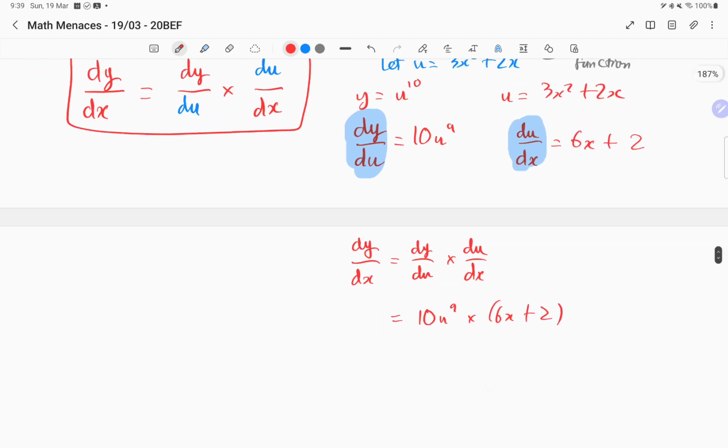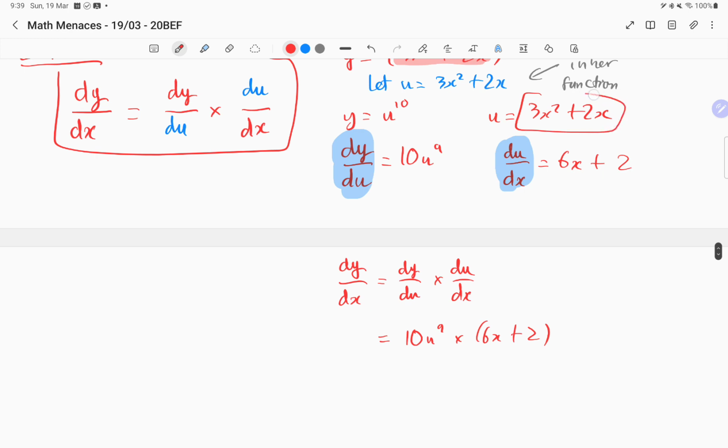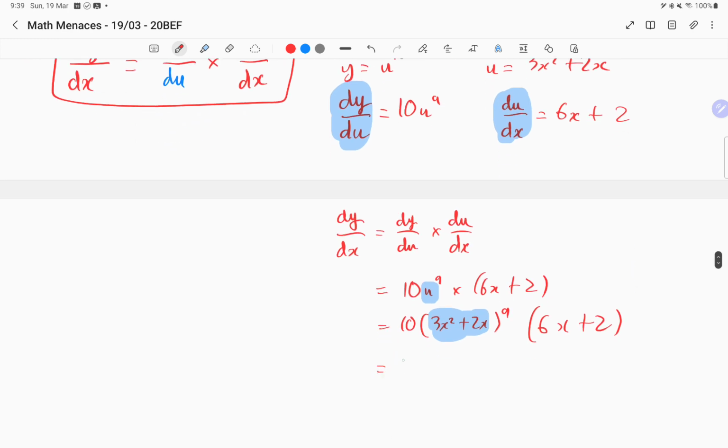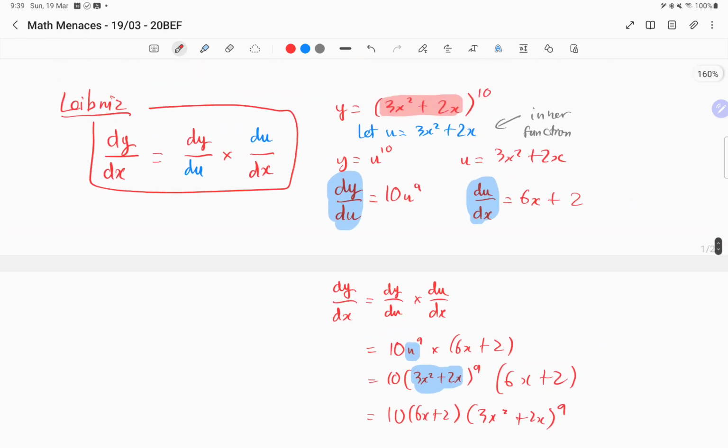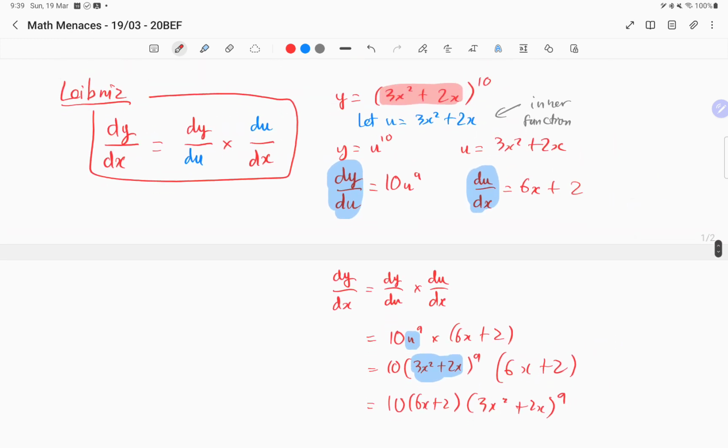Okay, 10u, and remember what's u? u is 3x squared plus 2x, right? So then that would be 10 times (3x squared plus 2x), everything to the power 9, times by, we put a bracket, 6x plus 2. This is just to convert u back into what u is in terms of x. Then after that it will be 10 times (6x plus 2), and then times by (3x squared plus 2x), everything to the power 9. So as you can see, this is the longer way of doing the chain rule.